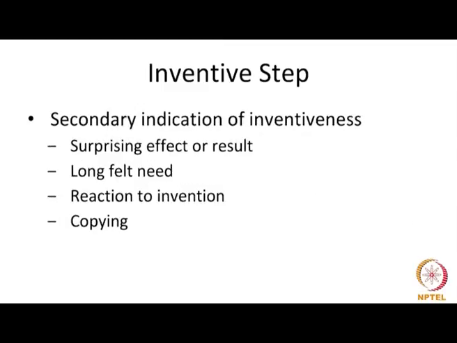There are certain secondary indications of inventiveness. Now, the secondary indications of inventiveness are secondary factors that may indicate that the invention is inventive. Now, this is not to say that the primary factors, which show the invention is not obvious to a person skilled in the art, should be brushed aside, but these secondary factors have been used by the courts of law in determining inventive step. So, some of the commonly applied secondary factors include a surprising effect or result.